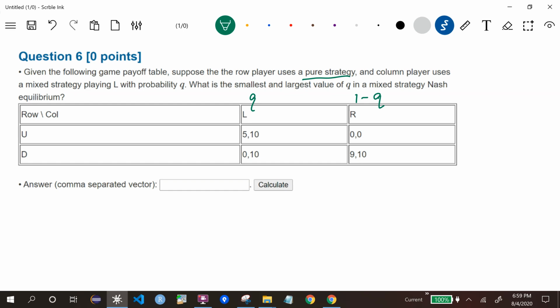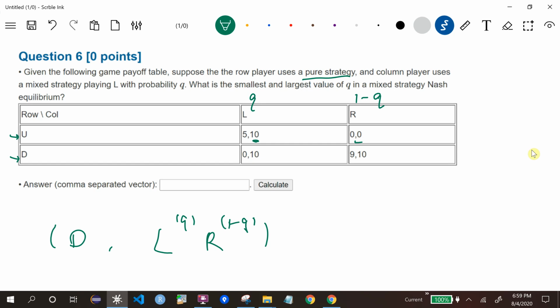So for the column player to mix, if the row player plays U, then the column player is comparing 10 to 0, so the column player will play the pure strategy L for sure. The column player will not mix. So the row player's pure strategy must be D. So the mixed strategy Nash should be D and L with probability Q and R with probability 1 minus Q.